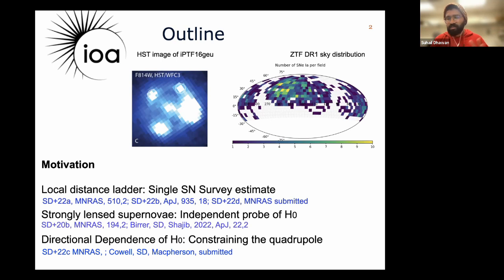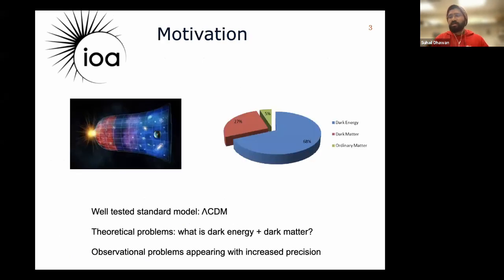And towards the end, so the last few minutes, we'll be talking about some recent work that I've been doing along with one of my students and collaborators, Jess Cowell and Haley McPherson, on directional dependence of H0. This is something that I'm also very excited about in the context of ZTF and modern low redshift Type 1a supernova surveys.